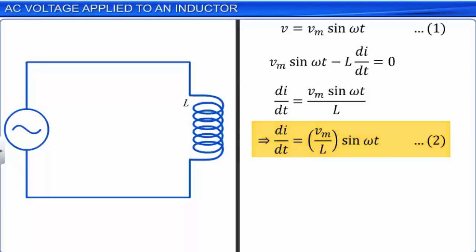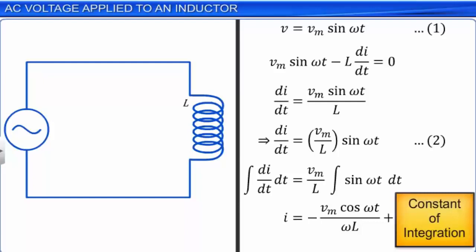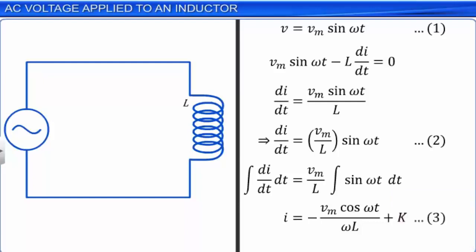Integrating equation 2 with respect to time, we get the value of the current in the circuit as I equal to minus Vm cos omega t by omega L plus the constant of integration. Let this be equation 3. Since we know that the voltage source is supplying a time-dependent voltage, which is symmetric about 0, we can assume the same to be true of the current. Hence, we take the constant of integration as 0. Hence, equation 3 can be written as I equal to minus Vm cos omega t by omega L. Let this be equation 4.